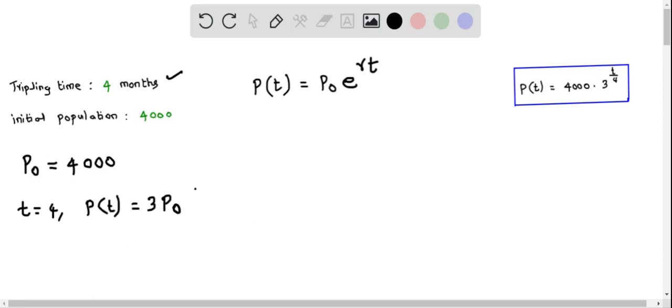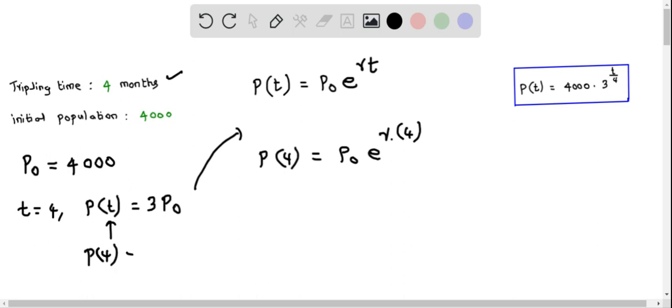So we can plug this information into this model, and I'm going to plug in t equals 4. Therefore we will have P of 4, and this equals, I'm going to keep this P naught as it is, e raised to the power of r times t, where t is 4. So when t equals 4, this becomes P of 4, and this equals 3 P naught. So I put P of 4 equals 3 P naught, and we have P naught e raised to the power of 4r. So we can divide both sides by P naught.